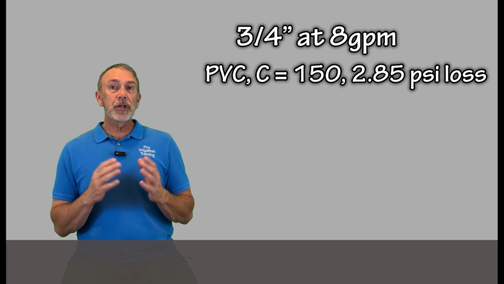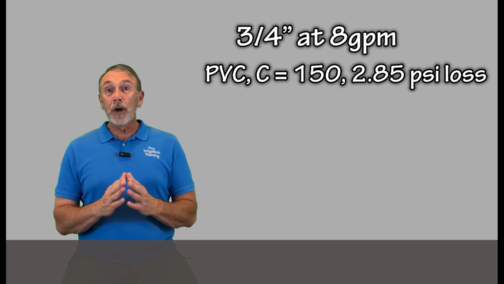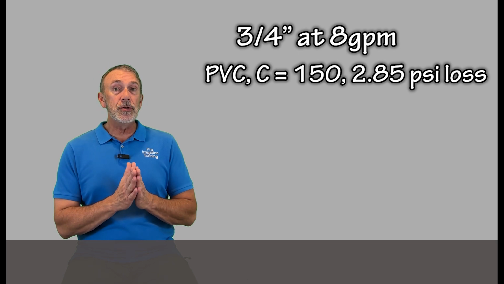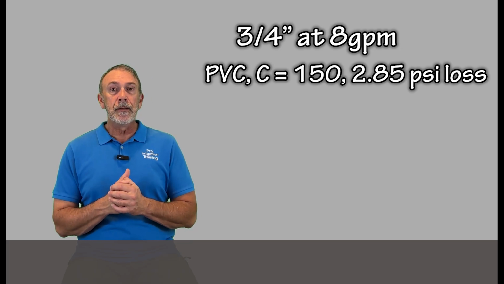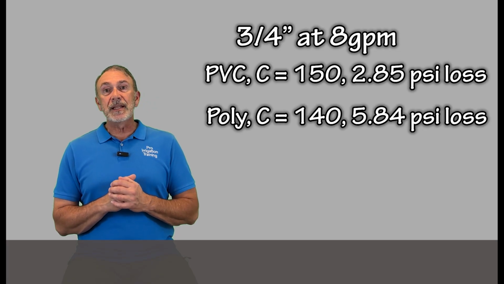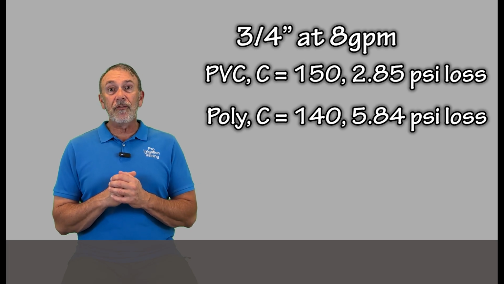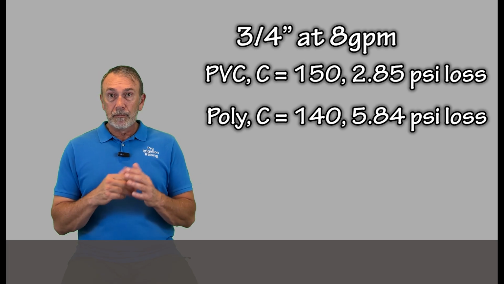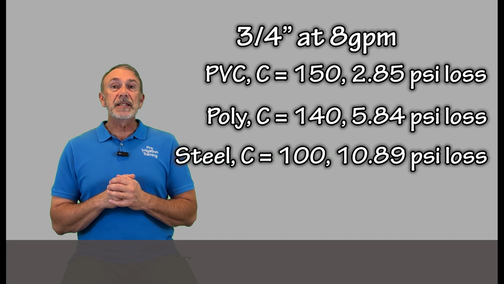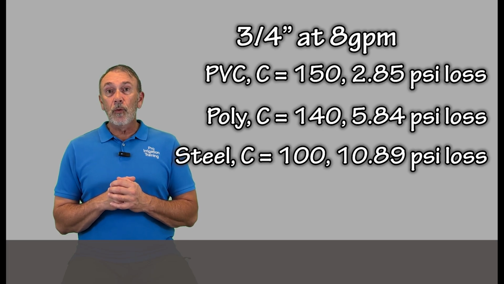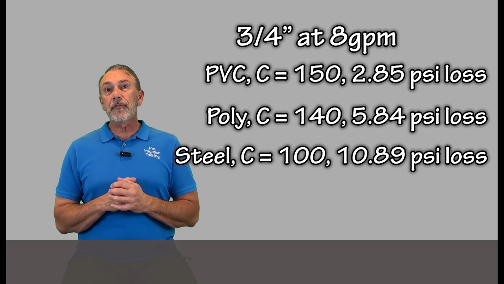When we look at these friction loss charts and you're looking at the friction loss column, these values are for 100 feet of pipe. So let's not get it confused and think that that's only for a foot of pipe. It's for 100 feet. And we'll talk about that a little bit more in just a second. But polyethylene, which has a C factor of 140, for 100 feet of pipe, it's going to lose 5.84 psi per 100 foot. Steel, and this is galvanized steel, has a C factor of 100. And for that same 100 feet of pipe, it's going to have 10.89 psi of friction loss.